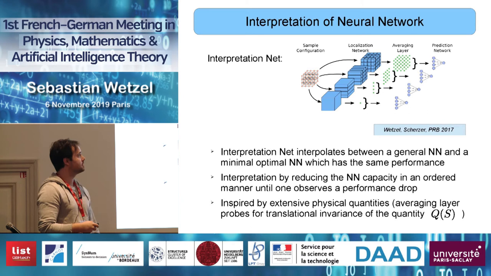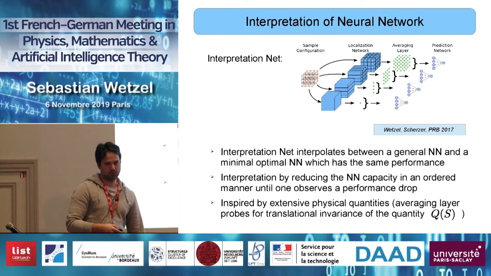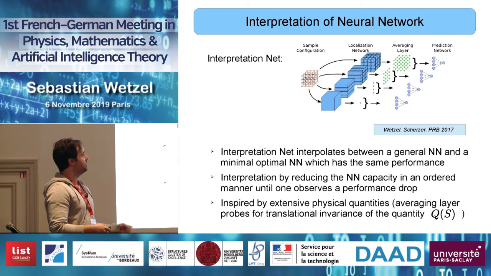if we cut more and more connections, if we reduce the capacity of the neural network too far, there will be a point, if you train the neural network again, that after convergence, the loss will not be as small as it was previously. So in this case, we assume that the neural network has lost one important detail about the features that it uses to classify phases.